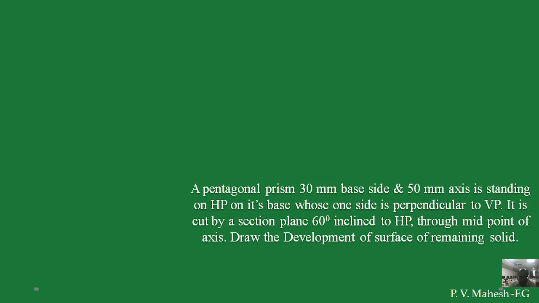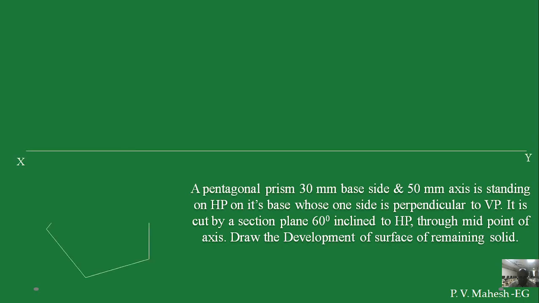So the prism is resting on its base on HP, with one side perpendicular to VP. So in the top view you see the true shape of the base. How is the base? One side of the base is perpendicular to XY, and it is like this. This is the length of the base side, this is the numbering that I am giving, and I am finding the axis. How to find the axis?